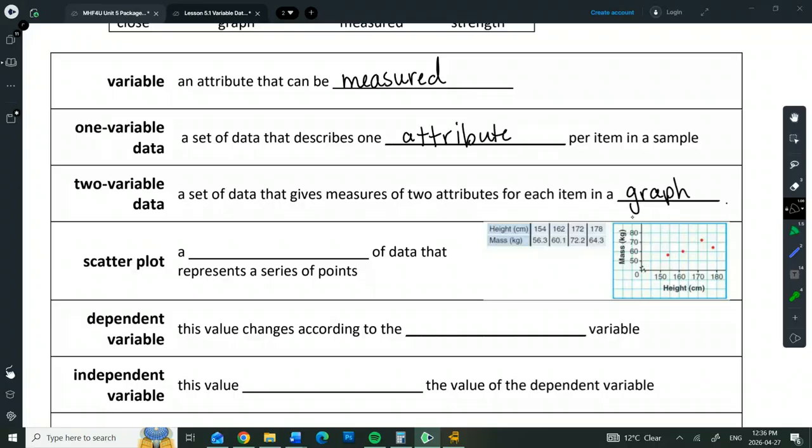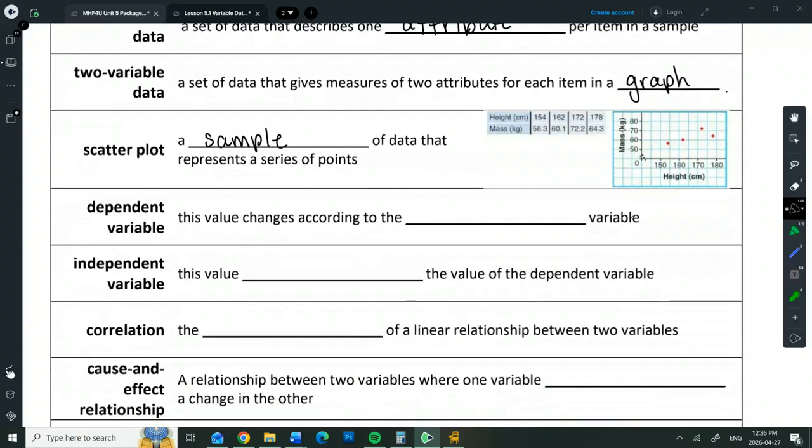Scatterplot is a sample of data that represents a series of points. And it looks like this. In order to do a scatter plot, you need two variable data. So you need to have something, for instance, like height and weight or mass or something like that, so that you can plot the two data points together.